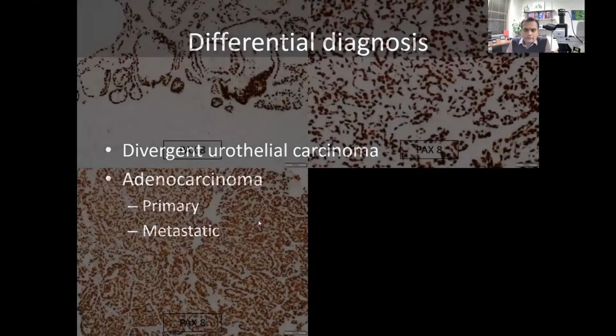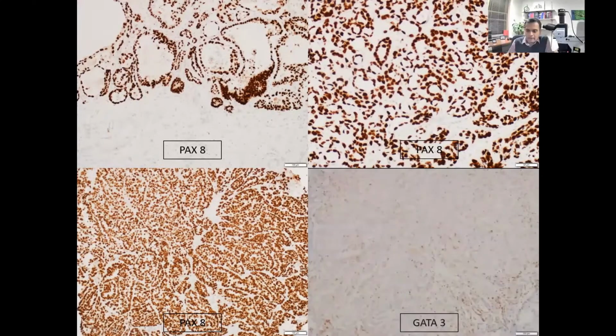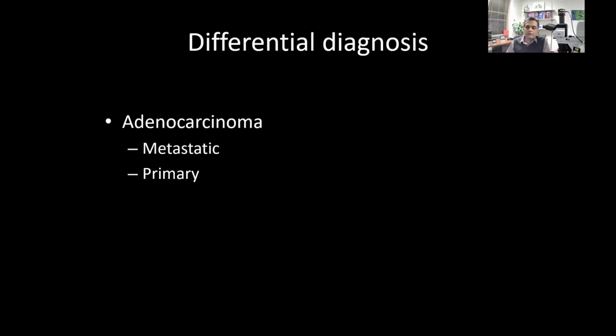Right? So let's do a simple stain here. So this is a stain for PAX8, right? And you can see that PAX8 is diffusely strongly positive in pretty much all the tumor cells. And GATA3, which is a very good urothelial marker, is almost completely negative, only few cells scattered here and there. So at this point, divergent urothelial carcinoma is gone because the tumor is PAX8 positive and negative for GATA3. That would be an unusual profile for a urothelial carcinoma, even one with divergent differentiation. So we are left with that diagnosis of adenocarcinoma now.